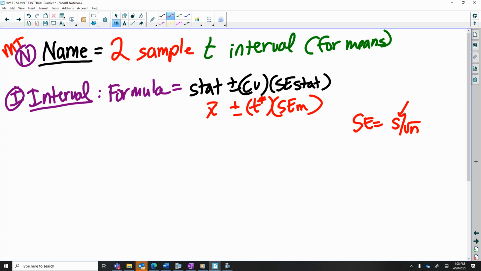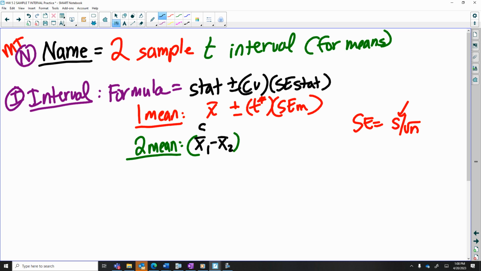So similarly here, instead of one mean, this is a two mean question. So I'm just going to write it right underneath, and we're not actually going to use that one mean. I'm just showing you the structure is going to be the same. So it's going to be x bar 1 minus x bar 2 for our statistic. Plus or minus, critical value is still going to be t star. And then the standard error of the mean is going to be a lot longer of a formula than what it was over here. Okay, so I'm going to make a bigger space here.